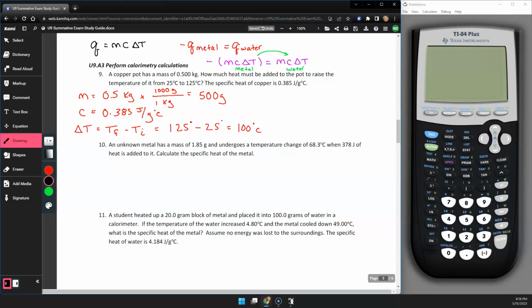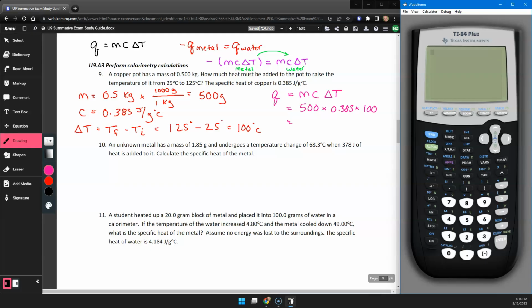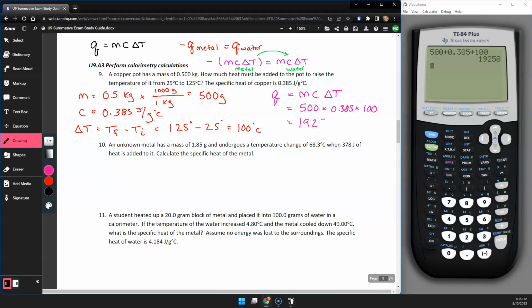So in this question, notice it's only giving us information about the copper pot. So we're only going to be calculating the heat energy for our copper pot. Okay, so we've got Q equals mc delta T. Our mass was 500, our c value was 0.385, and then our change in temperature was 100. So let's plug this into our calculator. All right, so we've got 500, 0.385, and 100. Oof, that's a lot of energy. So we've got 19250, and our units are going to be joules. Now if you look at the question, we've got 3 sig figs, 3 sig figs, 3 sig figs, 2 sig figs. So if we round this correctly, it would be 19,000 joules.